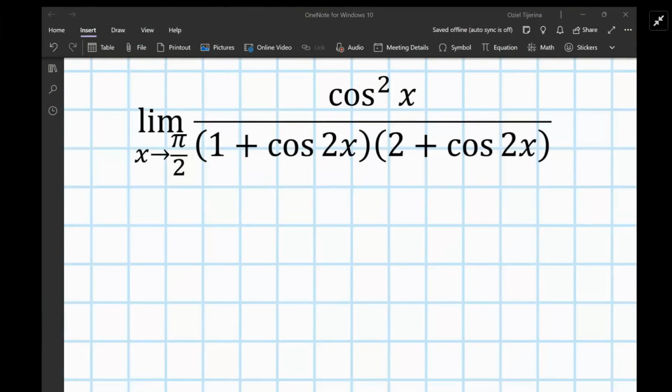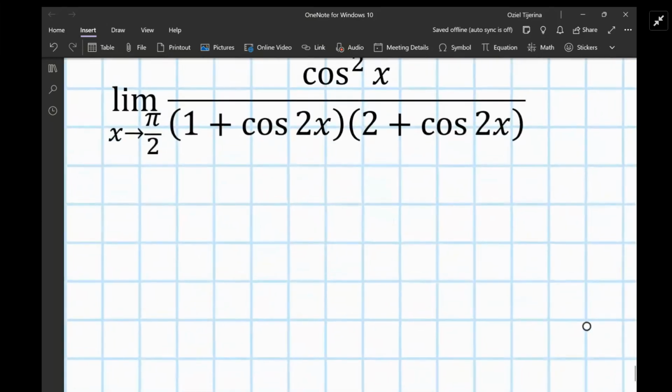Okay, so let's look at this one. This is the limit as x approaches pi over 2 of cosine squared of x over 1 plus cosine 2x times 2 plus cosine 2x. Okay, so it looks tough. So let's go ahead and rewrite it here.